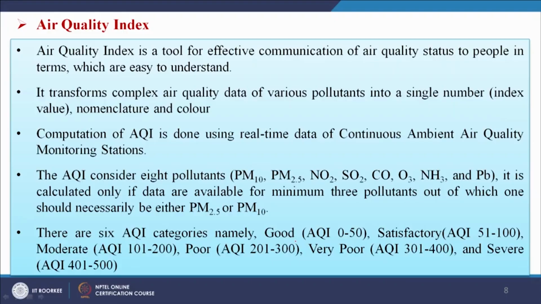So, there are 6 AQI categories, namely good, AQI 0 to 50; satisfactory, AQI 51 to 100; moderate, AQI 101 to 200; poor, AQI 201 to 300; very poor, AQI 301 to 400; and severe, that is AQI 401 to 500. So, these are the different AQI categories and the quality of the air. This is with respect to the Indian context.